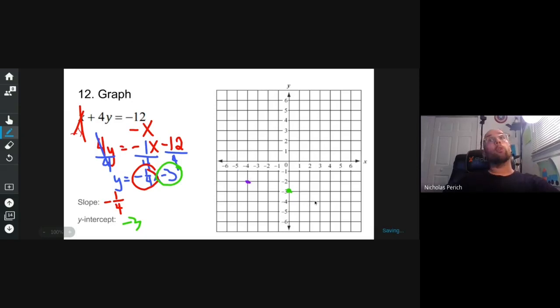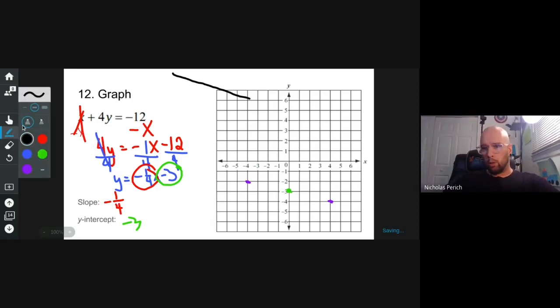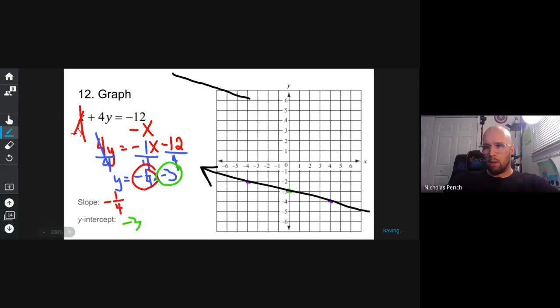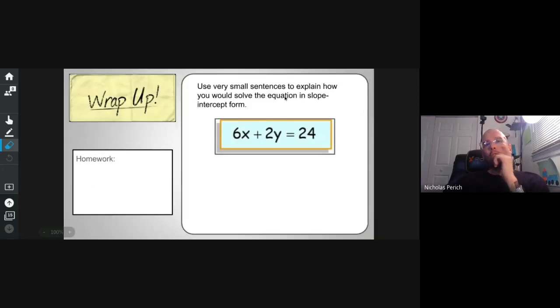So up 1, left 4, put a dot. Up 1, left 4, out of room. So go back to your original dot, down 1, right 4, put a dot. And I have 3 dots, and that's all I need. So I'm going to draw myself a line. Wow. Let's get rid of that line. Let's try that again. Start from down here where I can see better. Better.